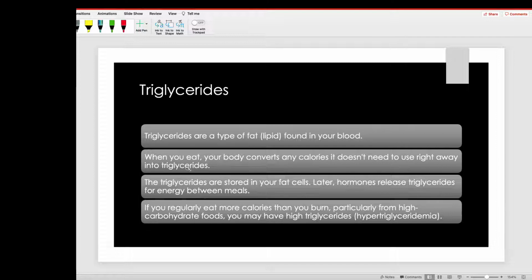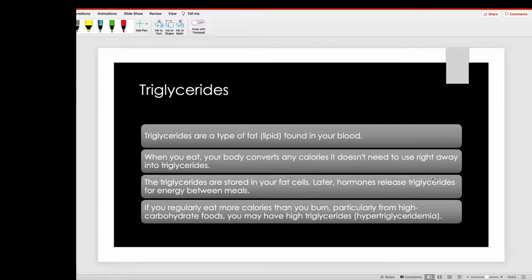And sugar is one of the main culprits involved in triglyceride formation, because if you're eating excessive sugar, there's research out there that says that sugar is going to be converted into fat, which are triglycerides. These are stored in your fat cells, and then later hormones will release them between meals. So when you're fasting, triglycerides are released as free fatty acids.